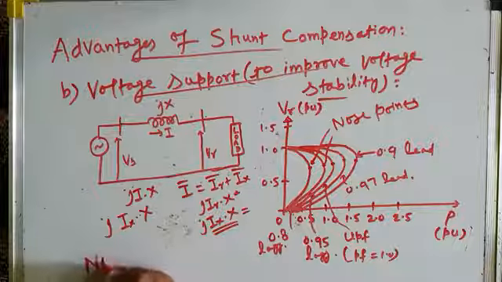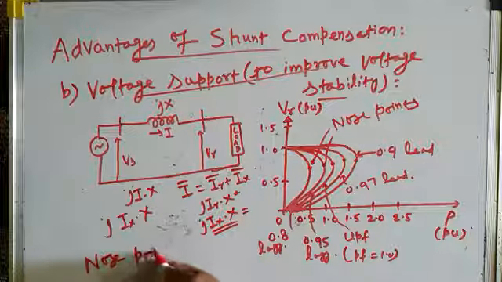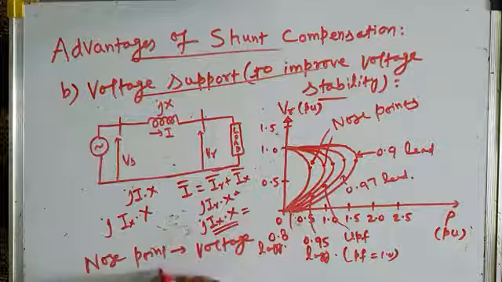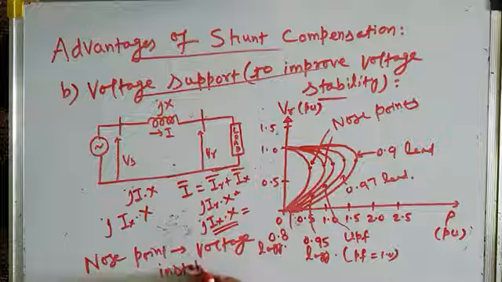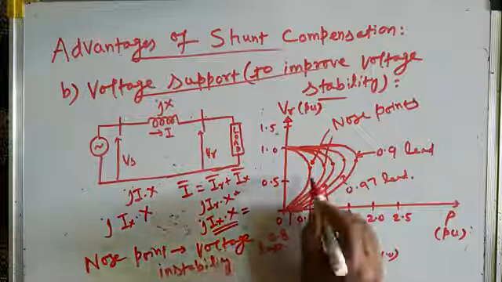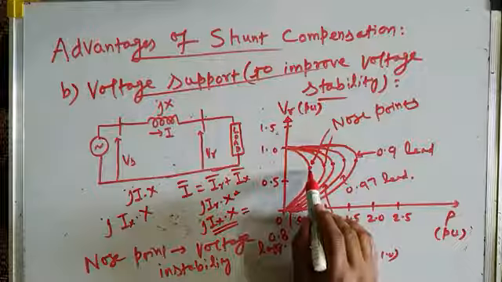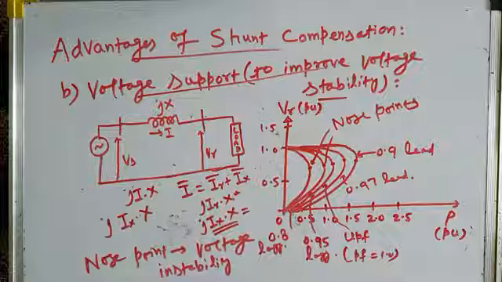So if you see, the nose point basically represents voltage instability of the system, because beyond this nose point there is a collapse of the voltage. Therefore you cannot draw a large amount of power from the system beyond the nose point, because there will be voltage collapse.